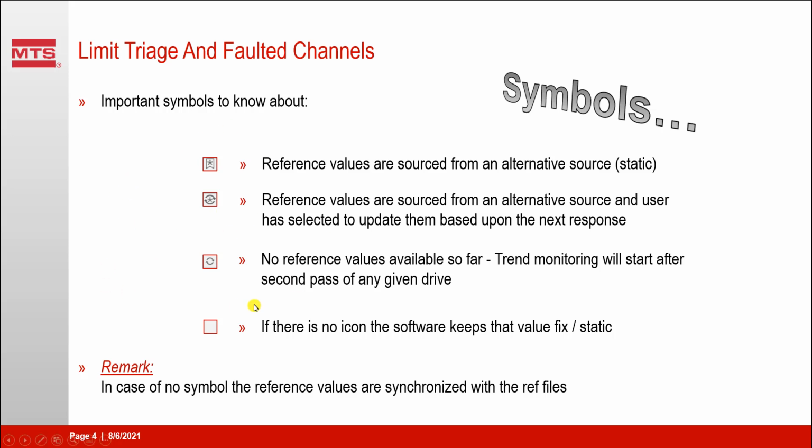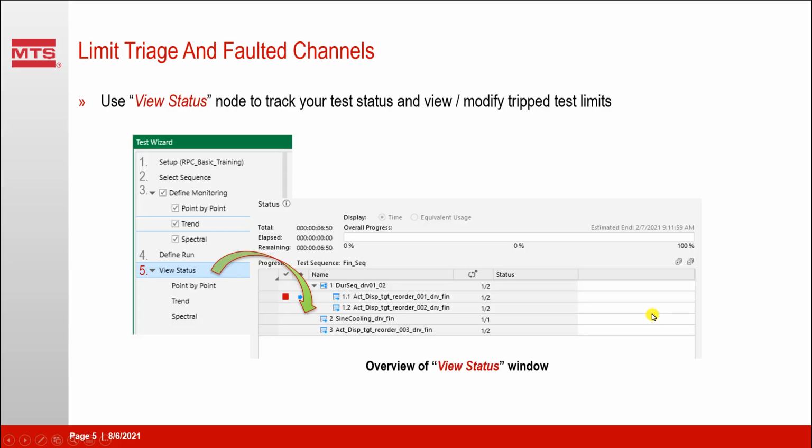So this one says that the reference values are sourced from an alternative source and the user has selected to update them based on the next response. And this one here means it is waiting for another reference value. So we have no reference value so far, and after the next pass it will fill it up with some new values. The next thing is about number 5, as I said here.